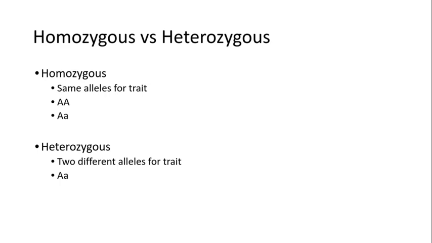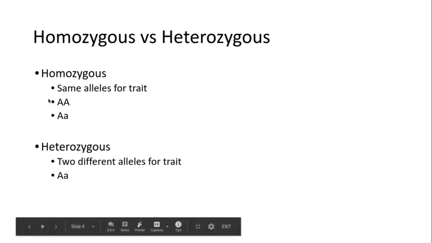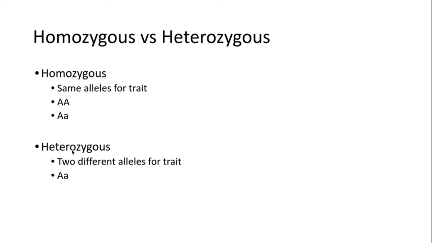You also need to know the definitions of homozygous and heterozygous. So homozygous, homo means same, so that's the same alleles for the trait. So that would be like a big A, or little a. I need to change that. That should be little a. Heterozygous is two different alleles. That's when they have a big A and a little a. All right, so homo means same. It could be two big A's or two little a's. Heterozygous is a big A and a little a.